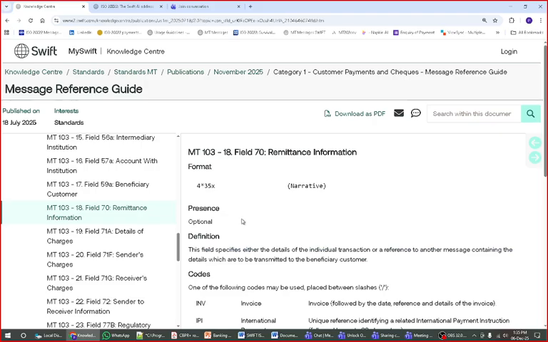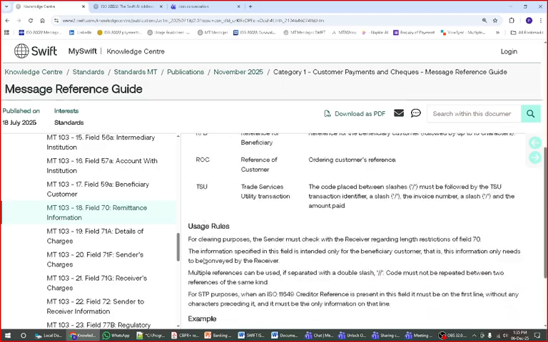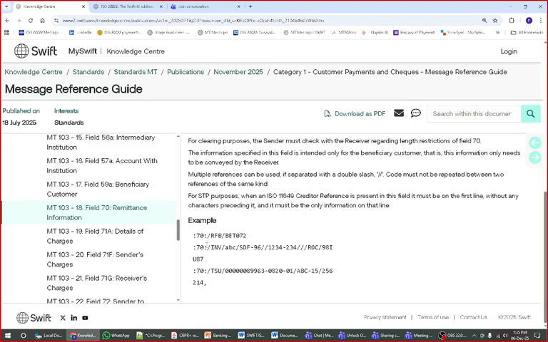Text field that my payment is, for example, an invoice number. If you want to send the invoice number for a particular transaction, you can just mention this tag, INV invoice. Example is here, field 70 invoice, and with the backslashes the invoice number you can send like this. This is one of the method examples. This is another example, RFB.